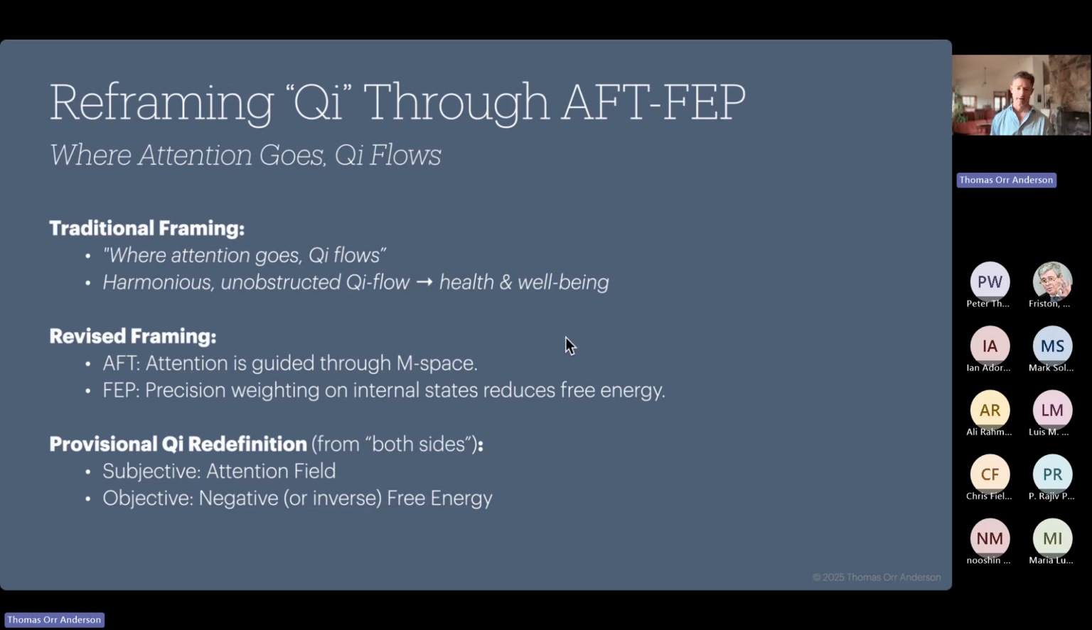I propose just that. A revised framing for this so-called life energy is that on the attention field theory side, attention is like a field guided through M space being our model of the world. And on the FEP side, precision weighting on internal states reduces free energy as affected by precisely that attention flow. So a provisional redefinition of qi: on the subjective side, it's the attention field. And on the objective side, it's negative or reverse free energy, essentially the unfree energy. And I would love to get some feedback about if that actually makes sense from the free energy principle perspective.